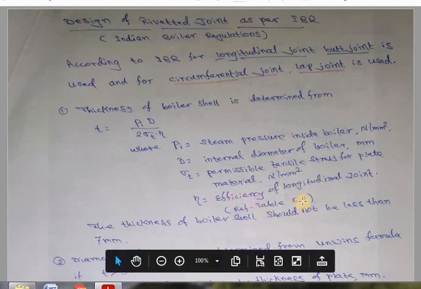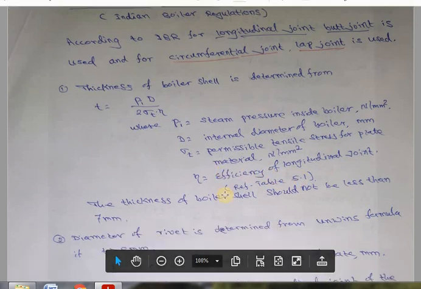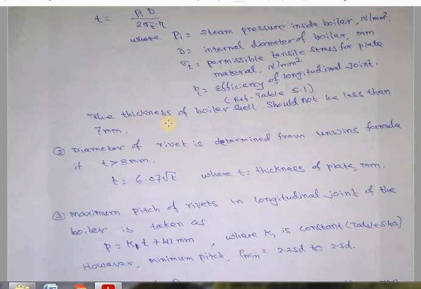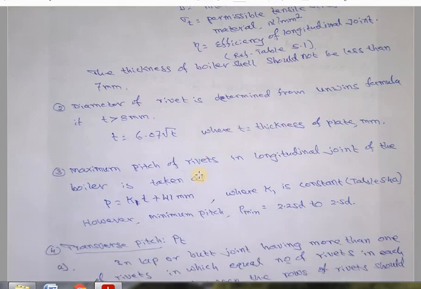This is given in the table, Table 5.1 in the handbook. We can choose this in case it is not given to me. The thickness of the boiler shell should not be less than 7 mm; it should always be greater than 8 mm. Next, I am required to calculate the diameter of the rivet, which is determined from Unwin's formula in case the thickness is greater than 8 mm. So there is a proportion equation given: d = 6.07 square root of t, where t is the thickness of the plate in millimeter.